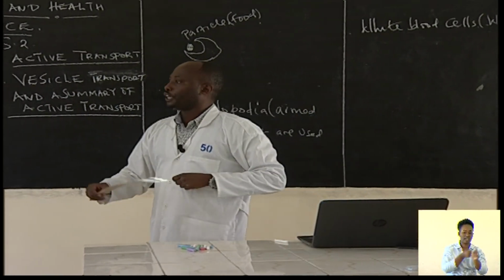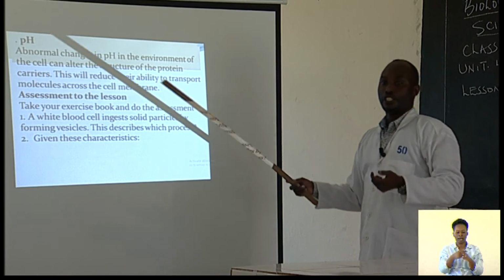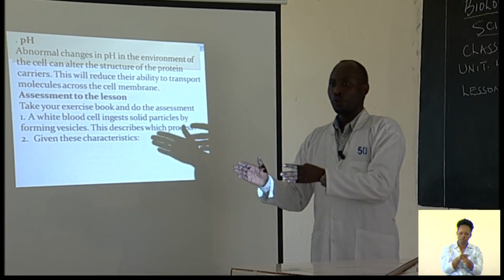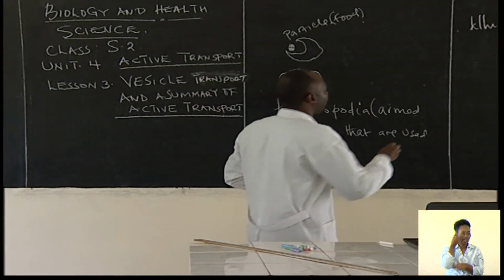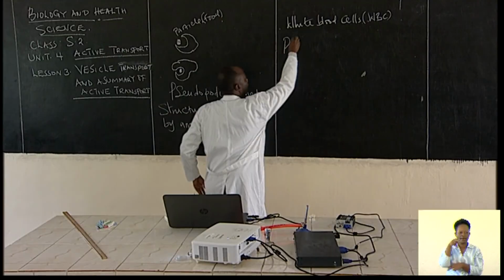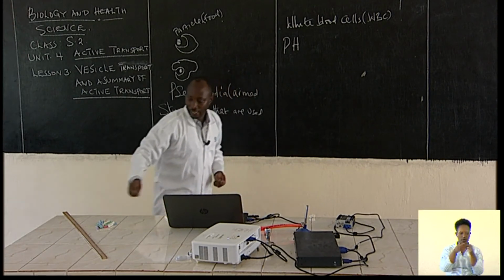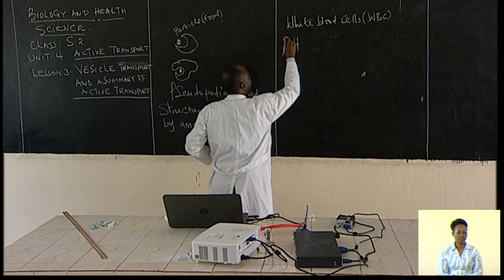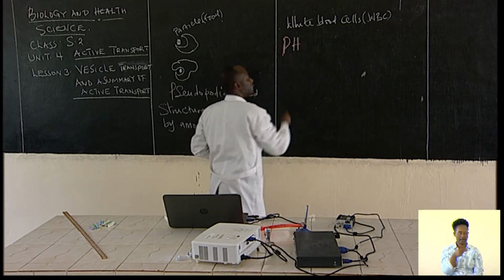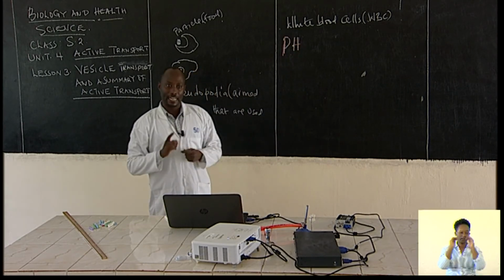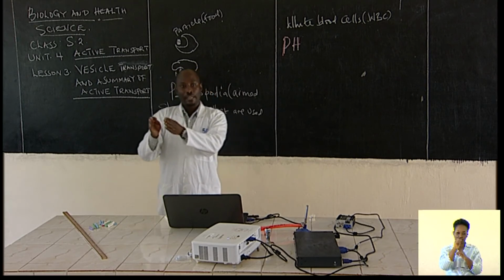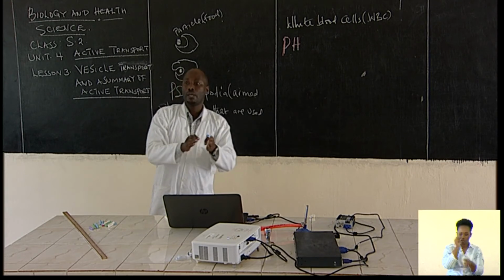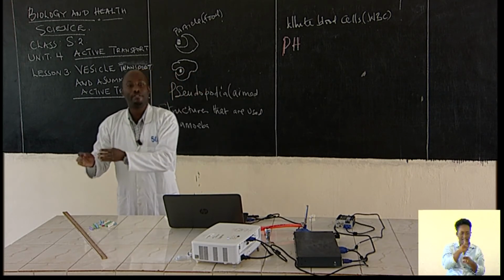We have what you call pH. Students, when you talk about pH, most of you don't understand the word pH. Let me try to use a colored chalk. pH. pH is the degree of acidity and alkalinity. We know that some of the enzymes work best in an acidic environment. Some work best in an alkaline environment.